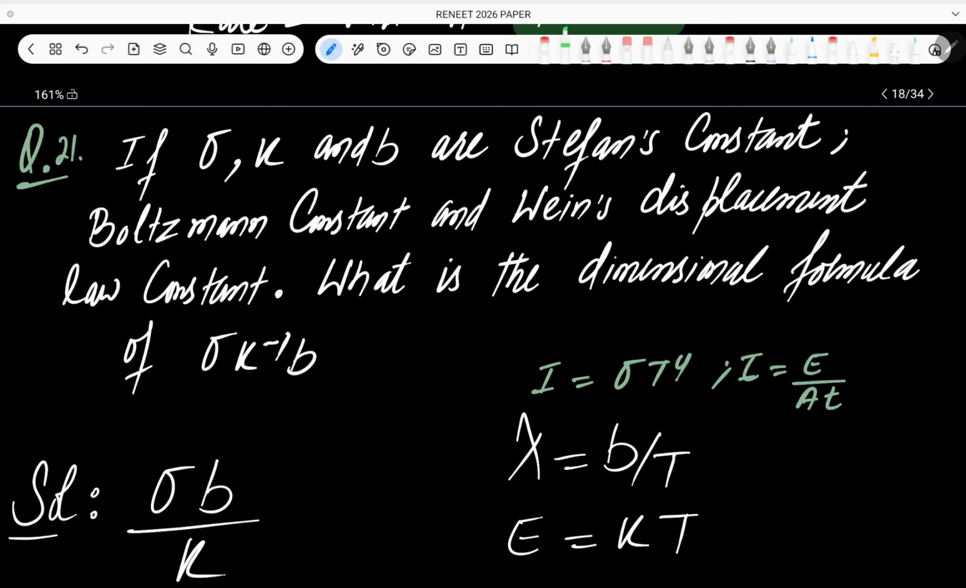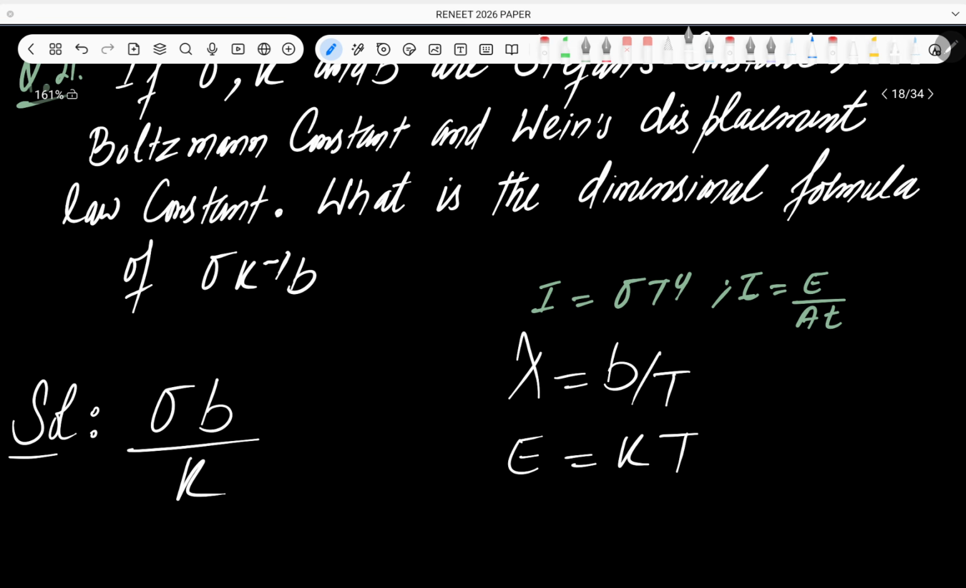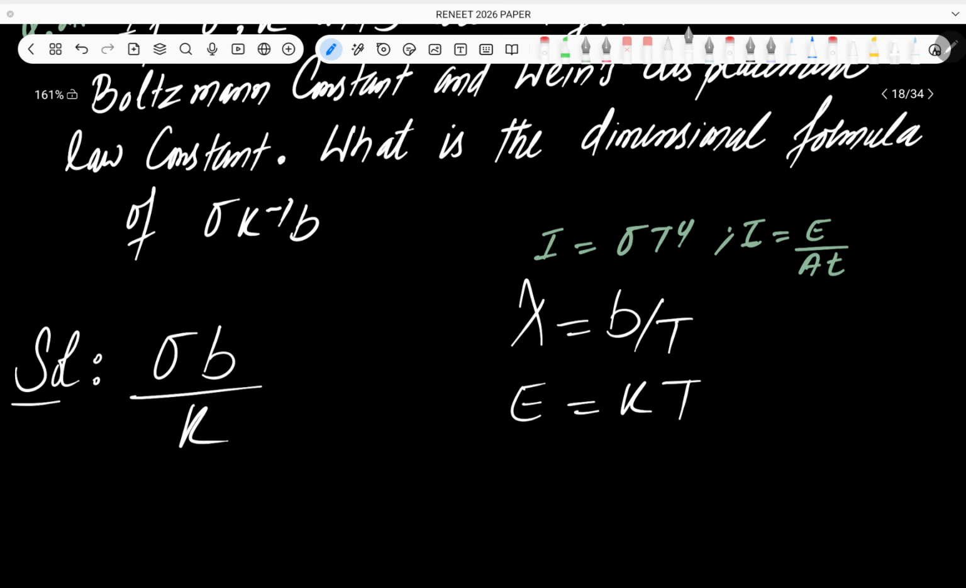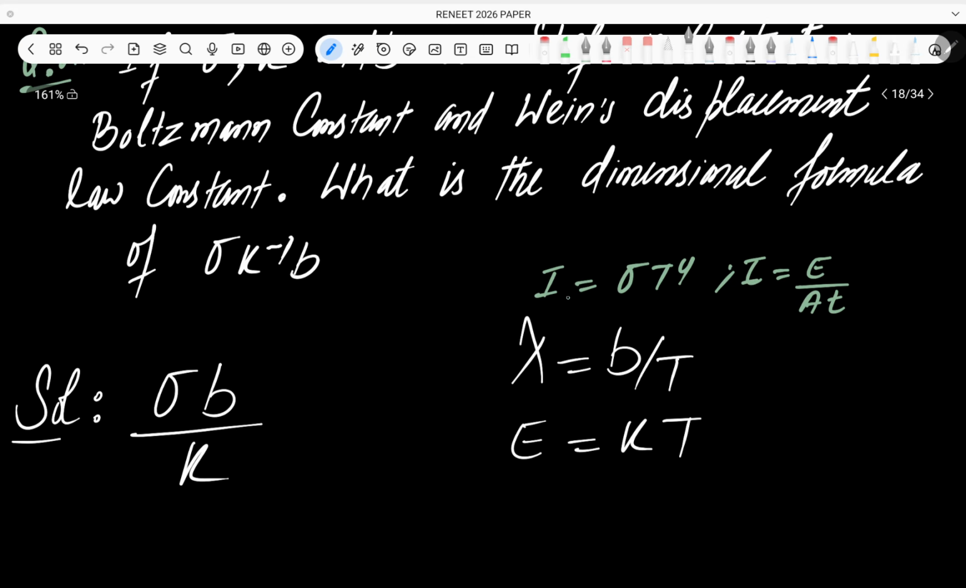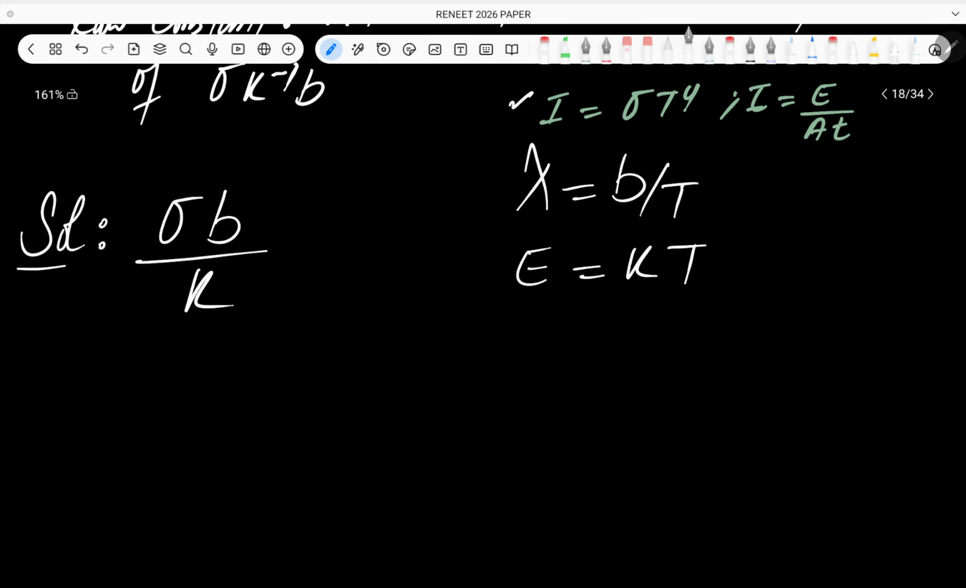Let's move to another question. That's question number 21. Question number 21 is a bit complicated question. Okay, lengthy question. So the question is like this, that the stiffness constant sigma, Boltzmann constant, and the Wien's displacement law constants are given. You will have to find what's the dimensional formula of this. Let's do one thing. First of all, let's calculate what is first of all the intensity. You know that this is the Stefan's equation, I equal to sigma T raised to power 4. Okay, where intensity is this, lambda is this, and E is this. So this is what we had to calculate.